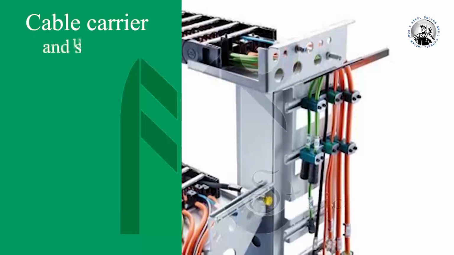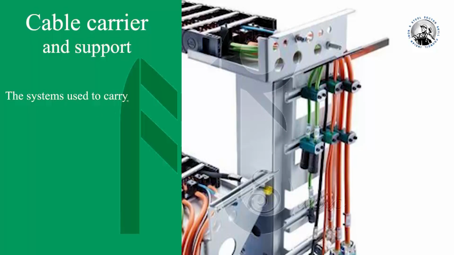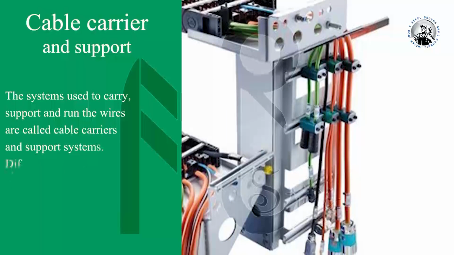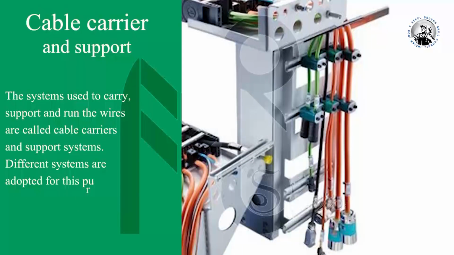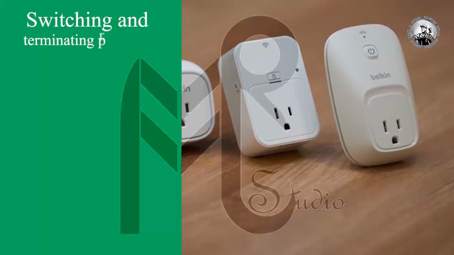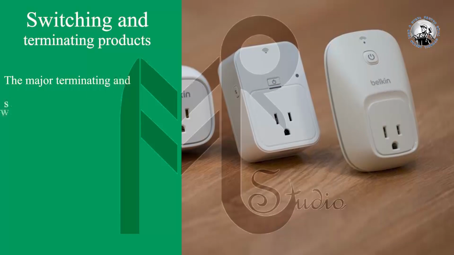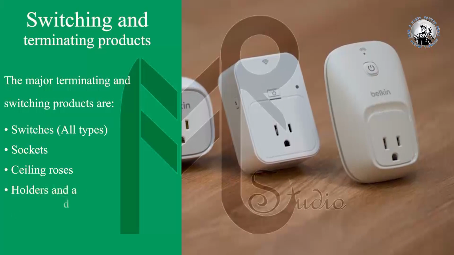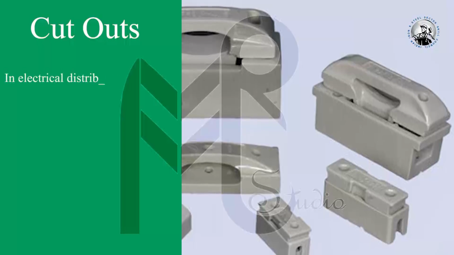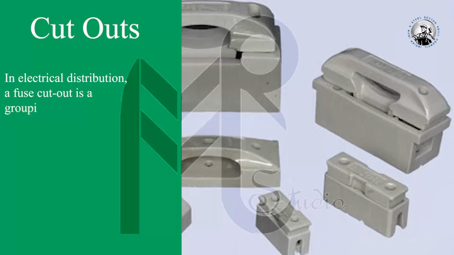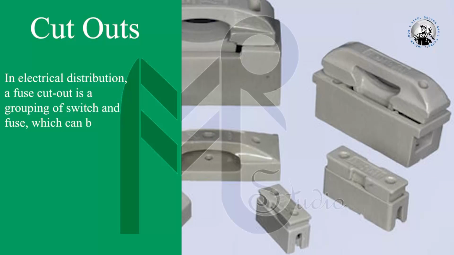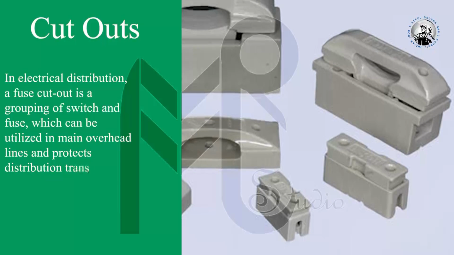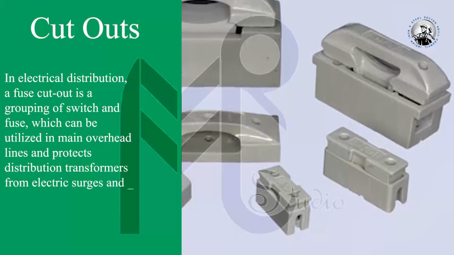Cable carrier and support. The systems used to carry, support and run the wires are called cable carriers and support systems. Different systems are adapted for this purpose. Switching and terminating products. The major terminating and switching products are switches, sockets, ceiling roses, holders and adapters. Cutouts. In electrical distribution, a fuse cutout is a grouping of switch and fuse which can be utilized in main overhead lines and protects distribution transformers from electric surge and overload.